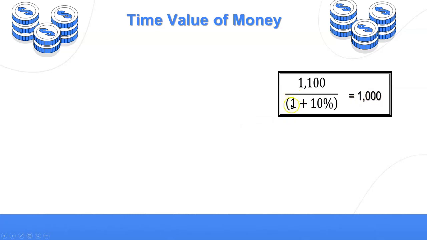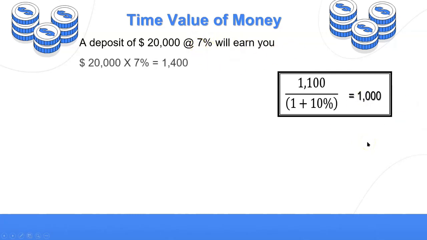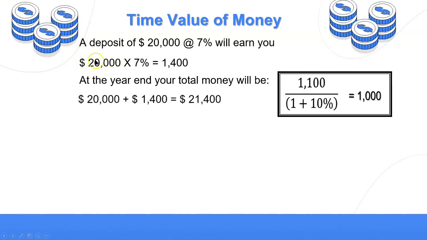To explain the 1, let us do another simple calculation as usual. Let us assume you have a deposit of $20,000. You deposit it in the bank, and the bank will pay you 7% interest. So you are going to earn $20,000 times 7%, which is $1,400 after 1 year. Adding this to what you already have in the bank, you get your money at the end of the period.